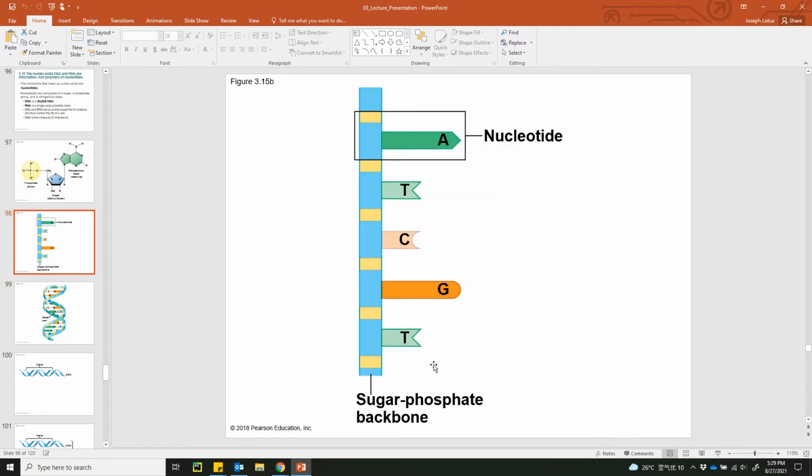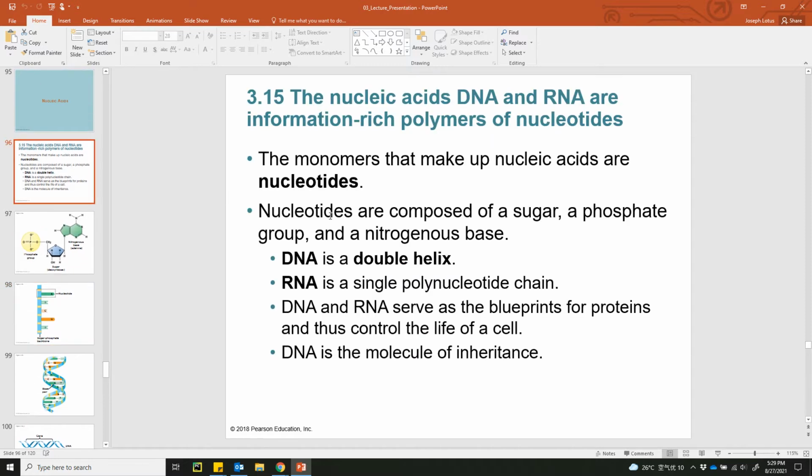However, RNA has a single strand structure like this. So that's one of the first differences. DNA and RNA are like the blueprints for proteins. In fact, if I asked you in class, what is the job of DNA? You could say something simple, which is DNA gives instructions for making proteins. That's the most important job of DNA.